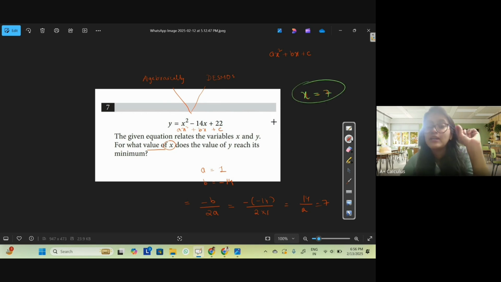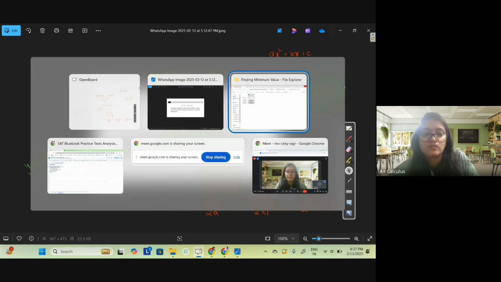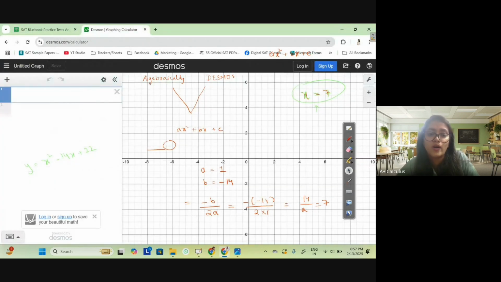Now, be careful, this question is not asking to find the minimum value. It is asking to find the value of x at which the function will take its minimum value. This is how you can do it algebraically. And the same question, if you have to do it on DESMOS, which I would recommend, all you have to do is plot this equation on DESMOS. So you have to open your DESMOS.